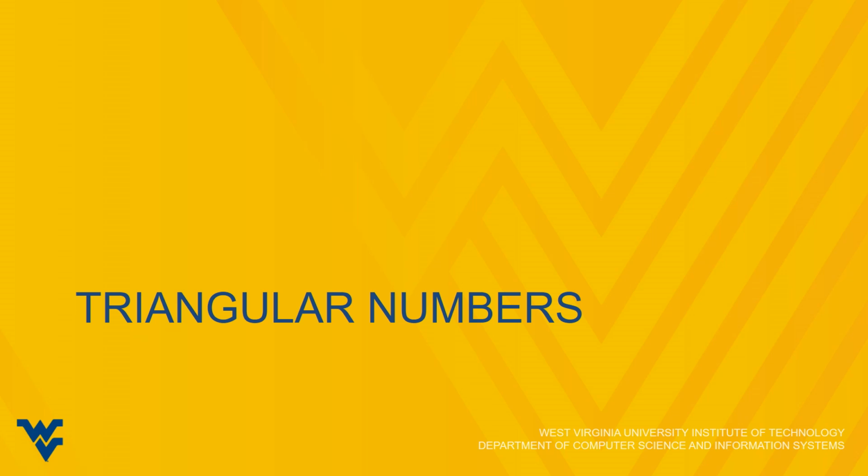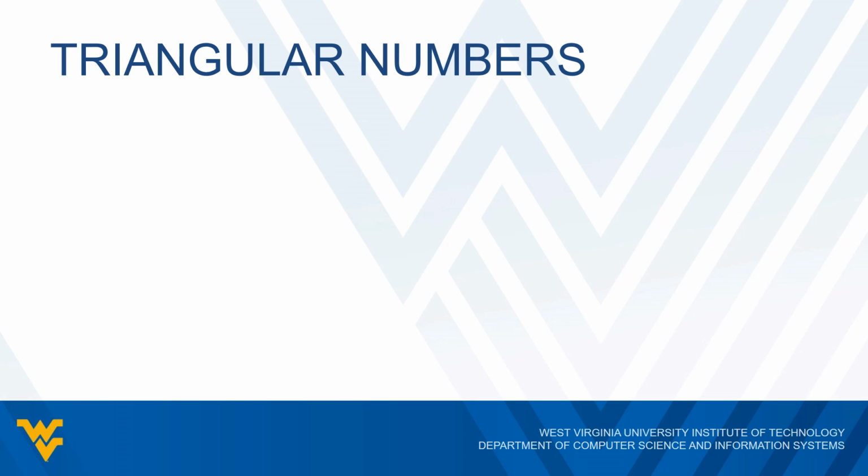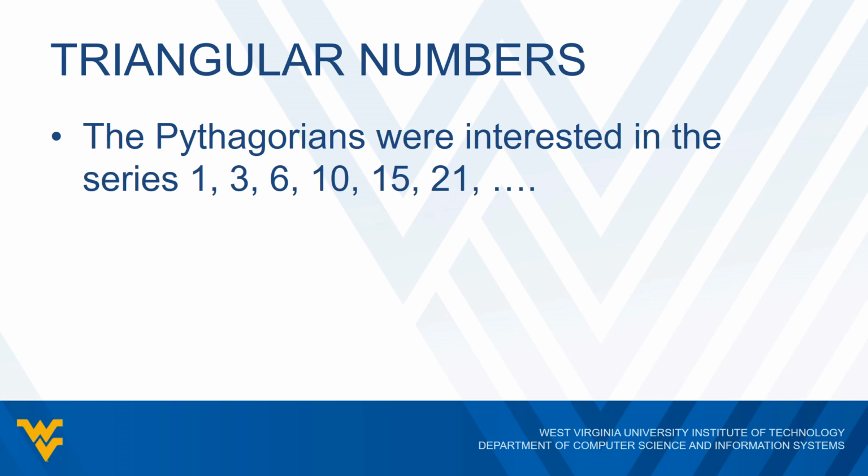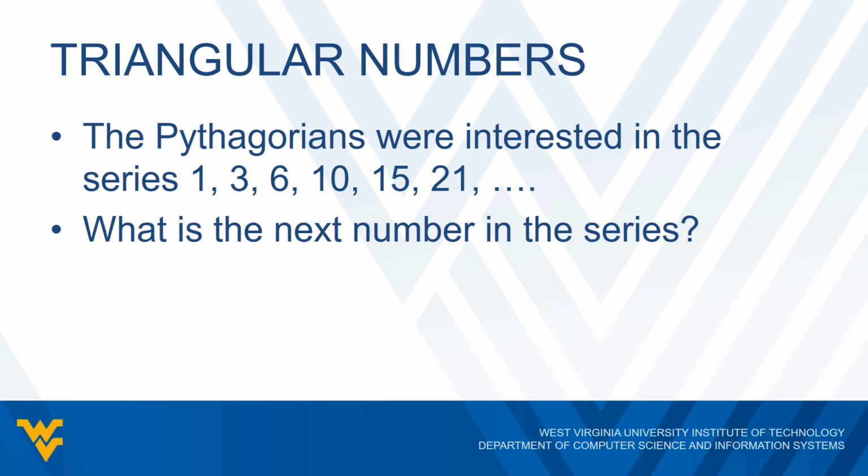The next problem we're going to take a look at involves what are called triangular numbers. The Pythagoreans, a band of mathematicians in ancient Greece who worked under Pythagoras, were intrigued with a very specific series of numbers: 1, 3, 6, 10, 15, 21, and so forth. The question we're going to ask is, what would be the next number in this series?